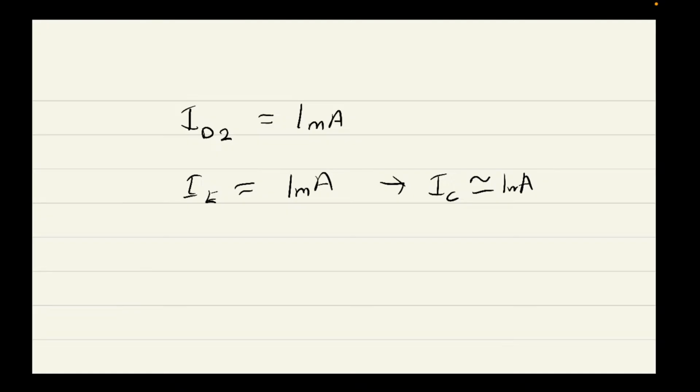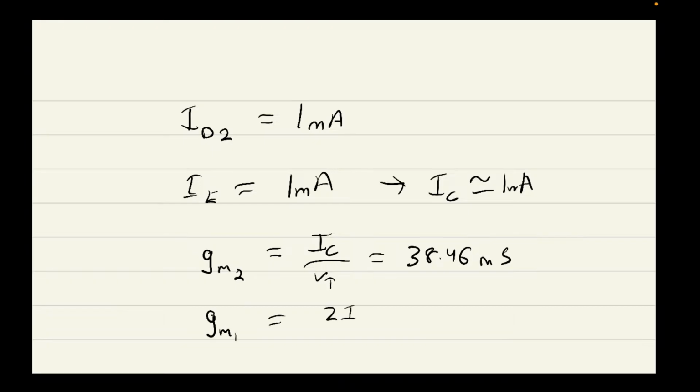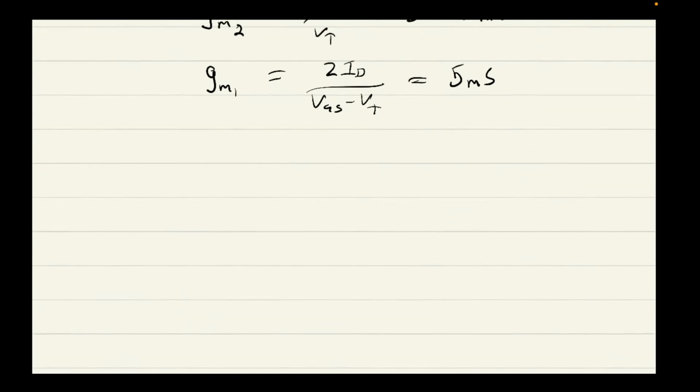What parameters do we need? Well, we've got IC. We need GM1 for the transistor up the top. We need GM2 of the MOSFET, and we're set to find everything. So GM2 is equal to IC over VT, which is equal to 38.46. Okay, GM1, 2ID over VGS minus VT, is equal to. Okay, very nice. So we've got everything we need now, all the parameters that we need to find the gain of this.